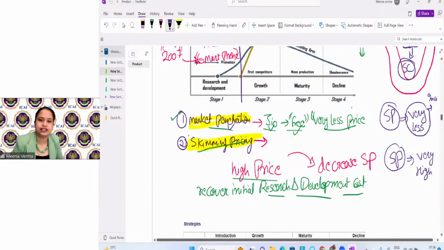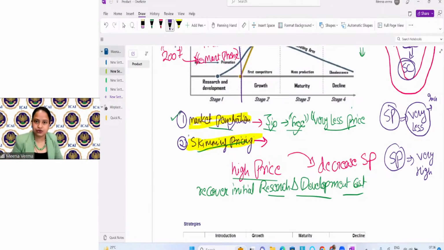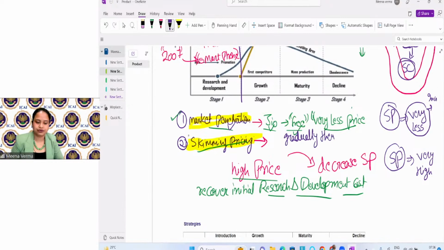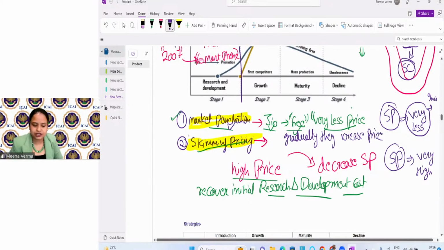Like you can see, initially Jio introduced their mobile data for free or very less price, but now they have increased their tariff rate. Now mobile data rate has increased. During these 5 years, the mobile data rate has increased. So initially the prices are less, but gradually they increase the price.